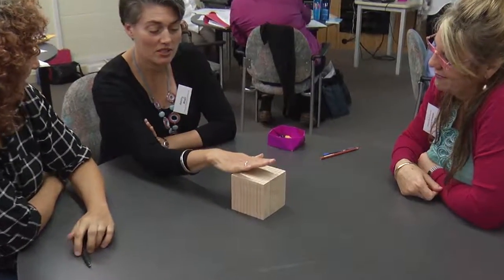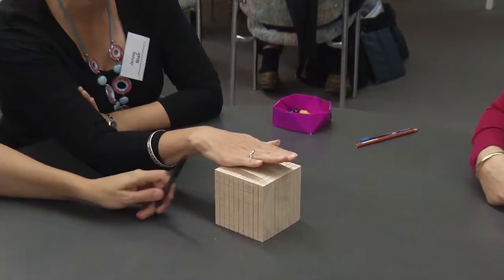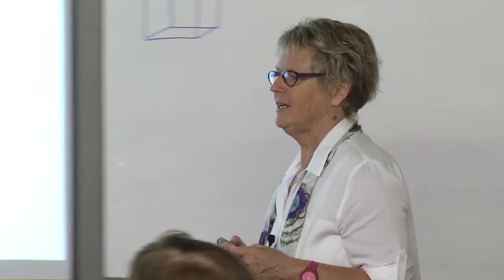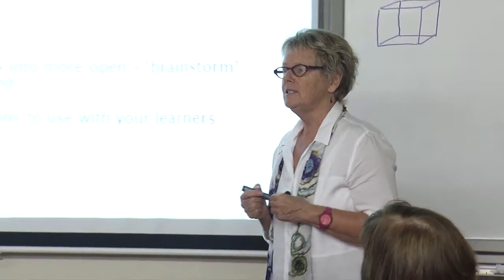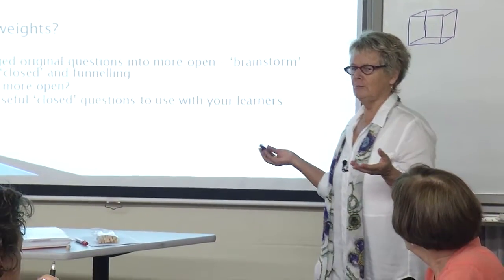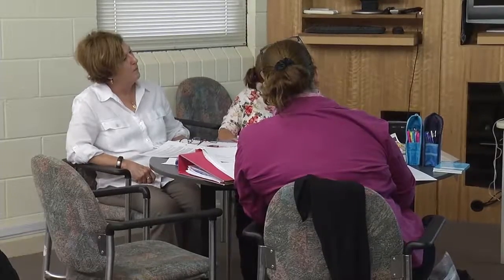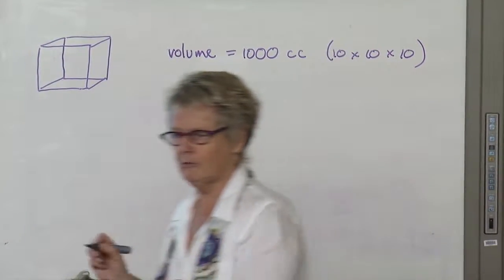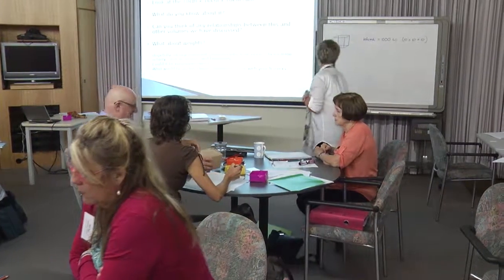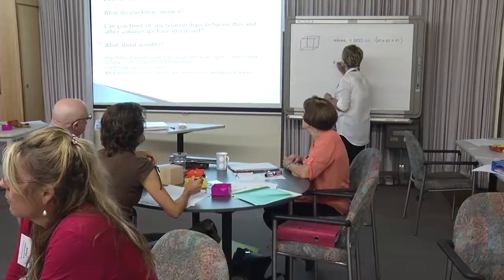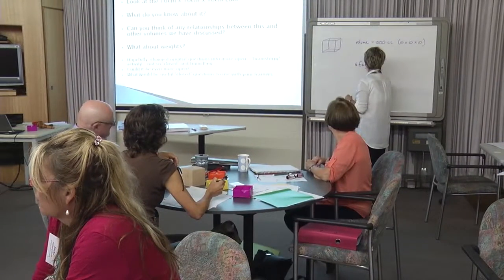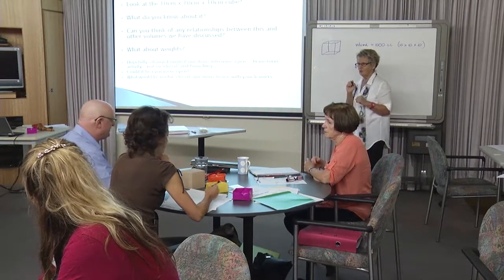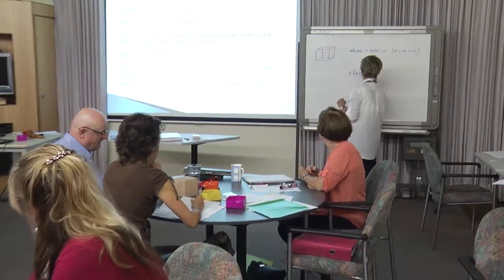Okay, I've asked you a very open question, and I'll talk about that a little bit in a minute, but what do you know about that? It's a 10 by 10 by 10 centimetre cube. Can I just get one thing from each table first off? The cube's got a volume of 1,000 cubic centimetres. 6 faces. And did you say anything more about those faces? Well, they're all the same size. Yeah? 6 faces equal.